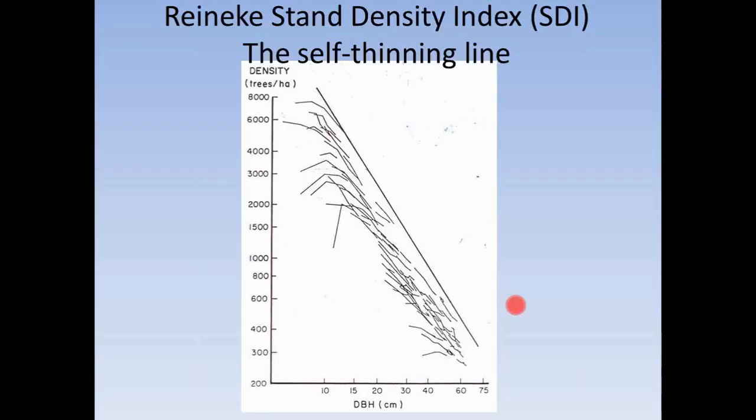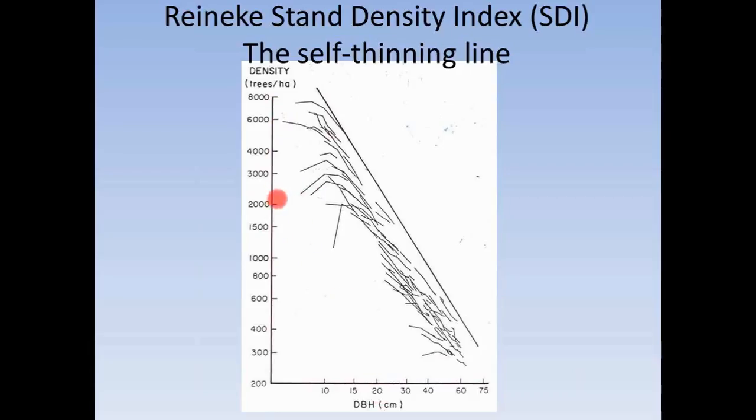Another aspect of SDI is since we're drawing the maximum density line, we also think of this as being the self-thinning line. And what I mean by that is you start with, say, some high level of trees per acre. This is 2,000 per hectare, and some level of DBH.